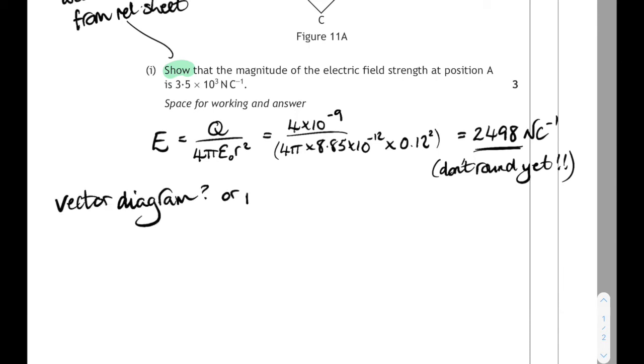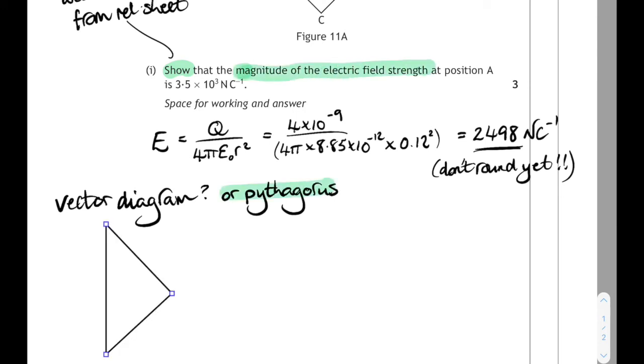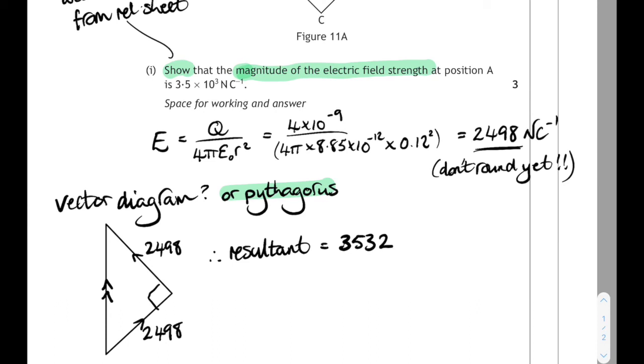So, do we need to do a vector diagram here? Could we use Pythagoras? Well, it's a square. So, we could use a right angled triangle. One of the charges is going to have an electric field strength component of 2498. The other one will be exactly the same because the charges are the same at the same distance. So the hypotenuse of that right angled triangle gives us an answer of 3,532.